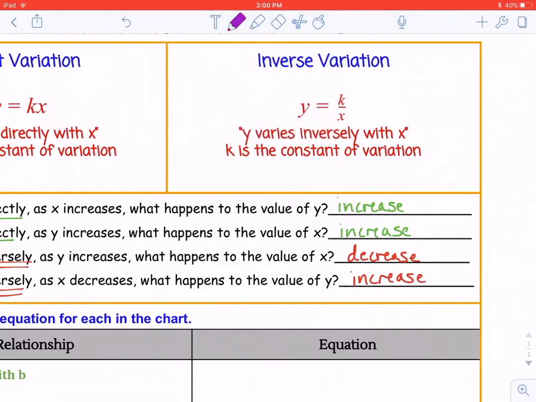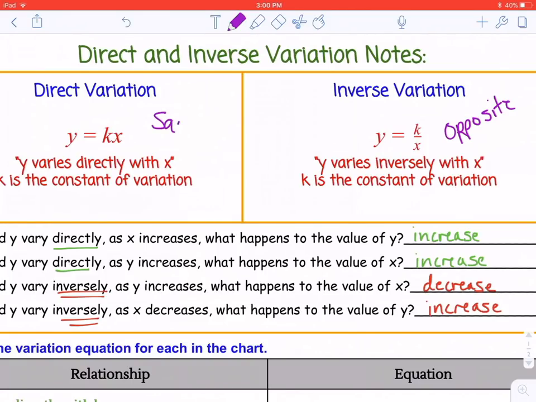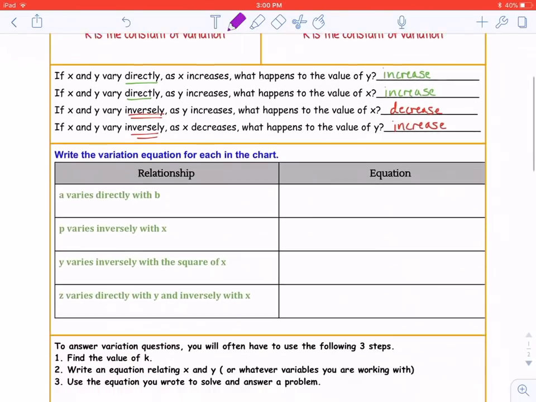So let me grab another chart. So they do the opposite of each other, and direct variation means they do the same thing. So they both increase or they both decrease. Now let's look at some more examples.